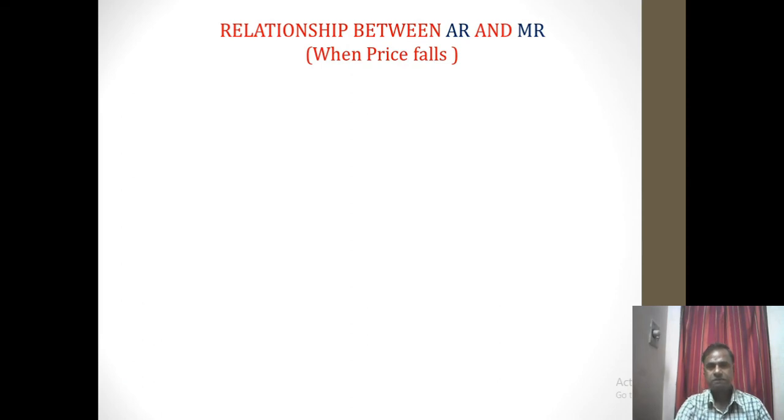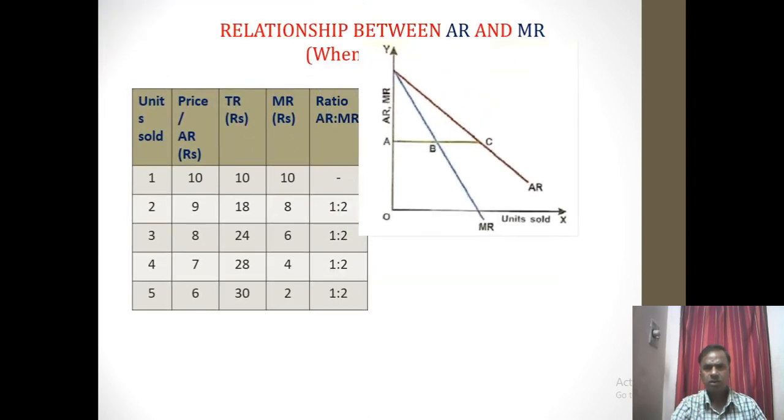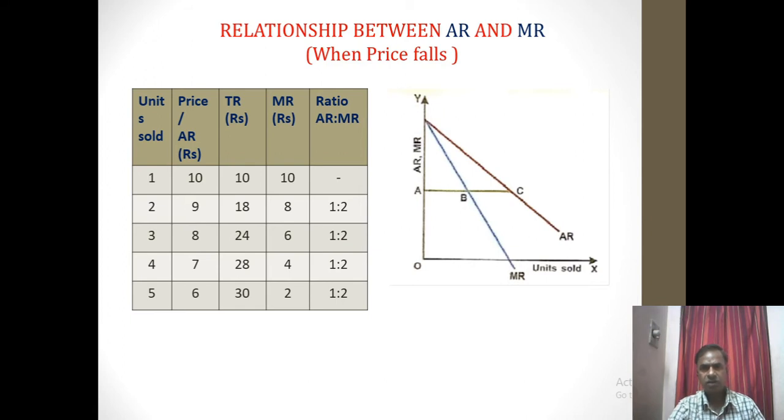The next one is the relationship between AR and MR when price falls. You see here, earlier we studied price is the same. Now the price falls: 10, 9, 8, 7, 6. When the price falls, the number of units sold will increase. If the sellers want to increase the sales, they will decrease the price.